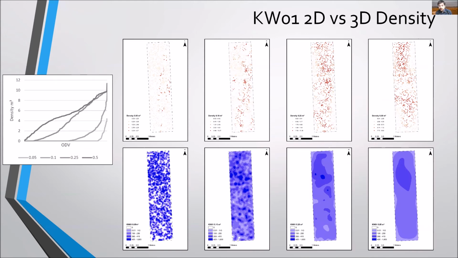Here on the top row, we can see the 3D point density values of artifacts from trench KW01 at resolutions of 0.05 meters cubed, 0.10 meters cubed, 0.25 meters cubed, and 0.5 meters cubed. Comparing these to 2-dimensional kernel densities of the matching resolutions, as you can see on the bottom row, there is little or no agreement between the two as to the density of the objects or any respective patterning.